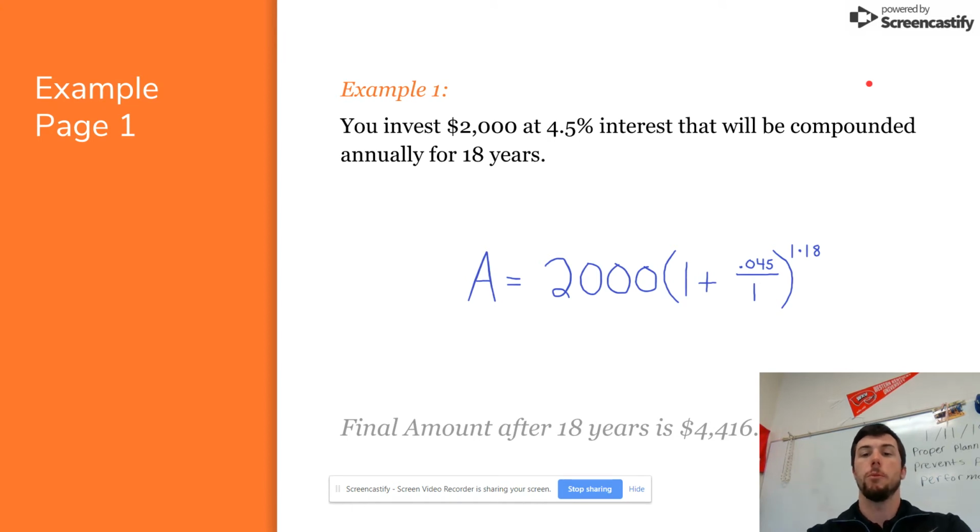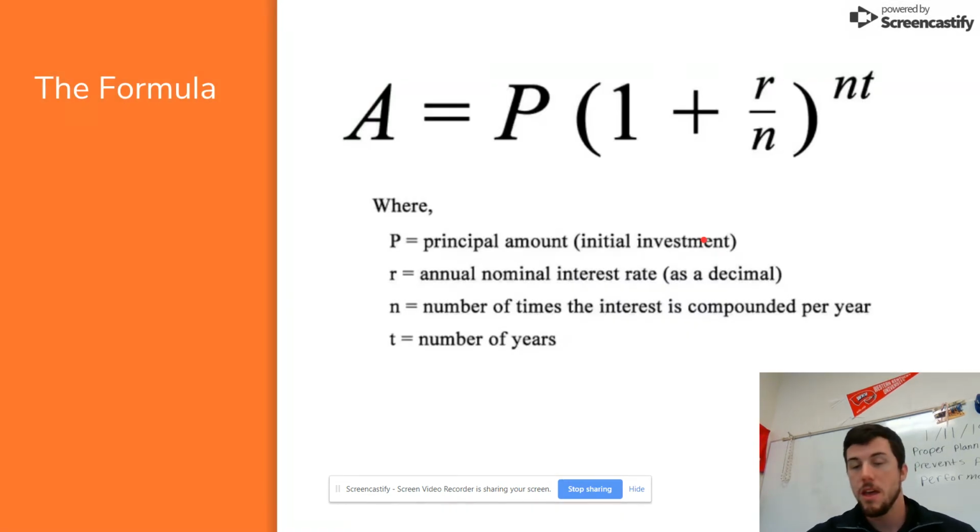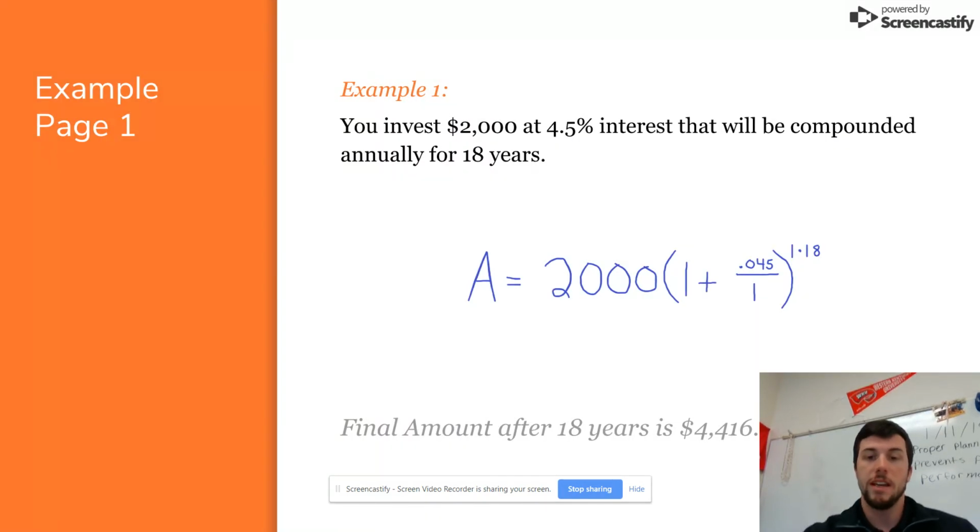So here's example number 1. You invest $2,000 at 4.5% interest that will be compounded annually for 18 years. So what we do is we go back to the formula and plug in all the numbers that we know. We initially invest $2,000. The 1 was already in the formula.